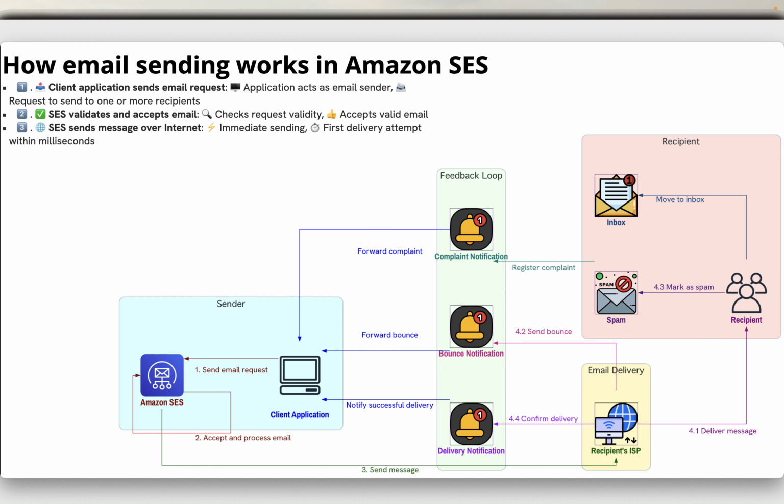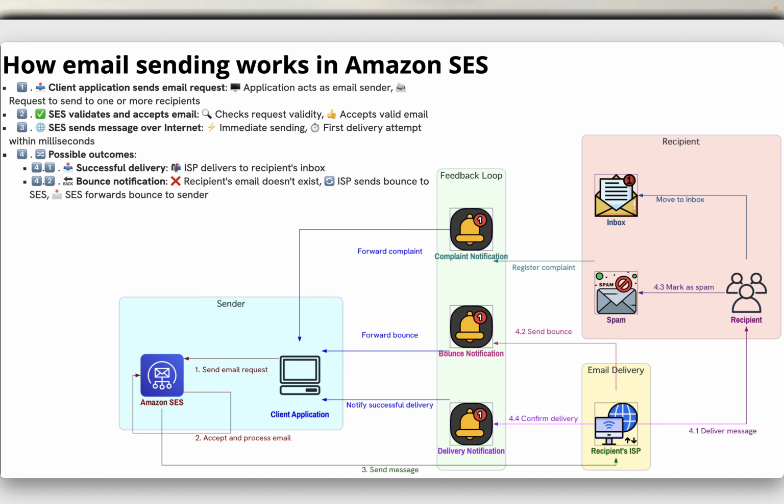Then SES sends the message over the internet to the recipient's receiver. Once the message is passed to SES, it is usually sent immediately, with the first delivery attempt normally occurring within milliseconds. So if everything is well and good, it will be sent to the recipient's internet service provider, ISP. At this point, there are different possibilities. For example, first, the ISP delivers the message to the recipient's inbox. So here it goes directly to the recipient's inbox.